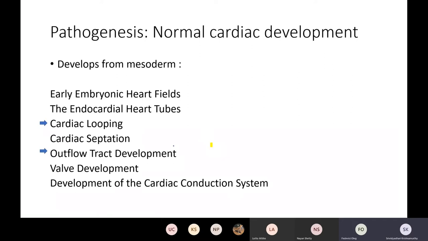Okay, thank you. So it starts off with early embryonic heart fields, then moves on to forming endocardial heart tubes, and cardiac looping happens, and then cardiac septation, followed by outflow tract development. And of course, then the valves develop next, and finally the conduction system. So the heart is fully up and running by about day 50 to day 60. The reason I put these two arrow marks is that this is what we are interested in with regard to the development of TGA.